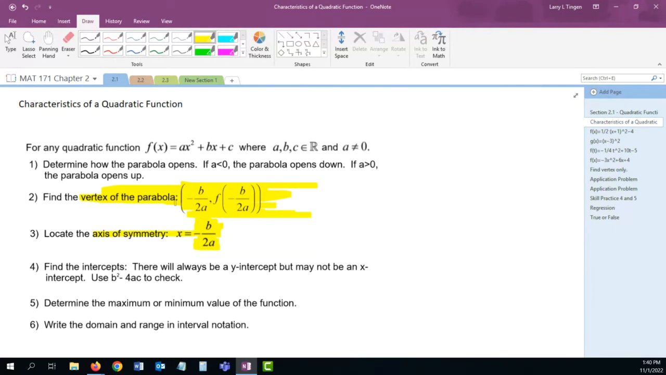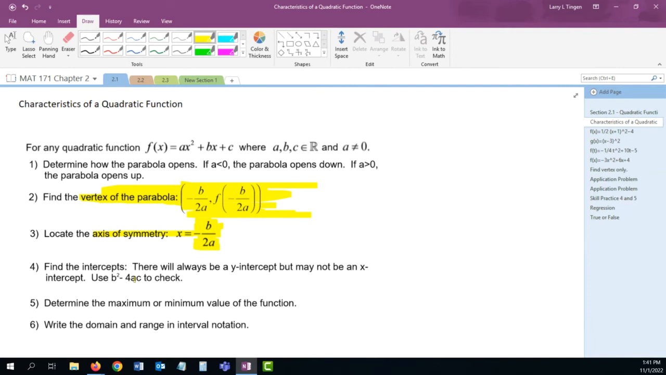Now, once I know the vertex and the axis of symmetry, and I know if it opens up or down, then I'm going to find my intercepts. There's always going to be a y-intercept. There may not be an x-intercept though. The way to check that is to check the radicand, the value under the square root in the quadratic formula. If what's under there is positive, I'm going to have 2 unique roots. If it's negative, I'm going to have complex roots. And if it's 0, I'm going to have 1 repeated root.